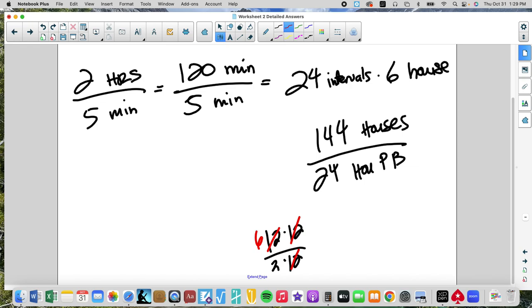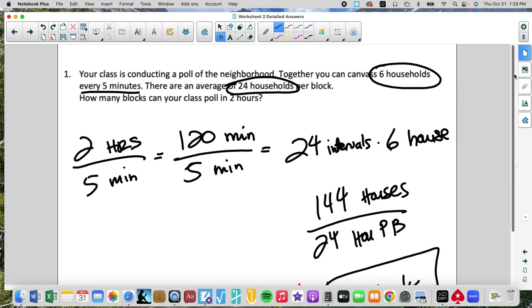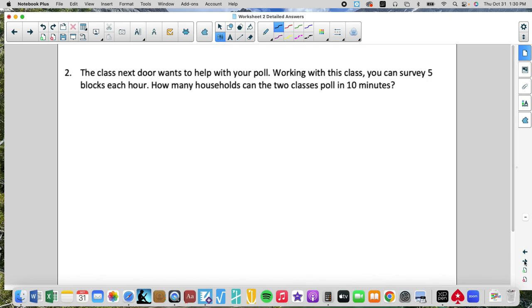So we get 6 blocks. So we would cover 6 blocks in the 2 hours if we conduct polls of 6 houses every 5 minutes. That's pretty efficient. The class next door wants to help with your poll. Working with this class, you can survey 5 blocks each hour.